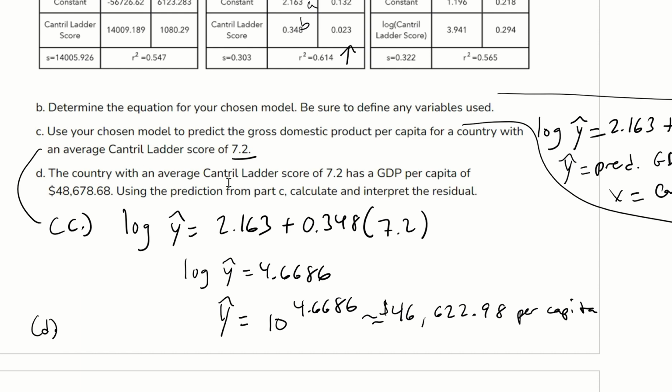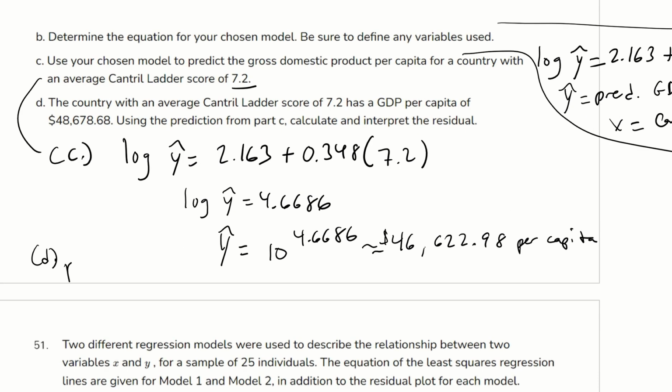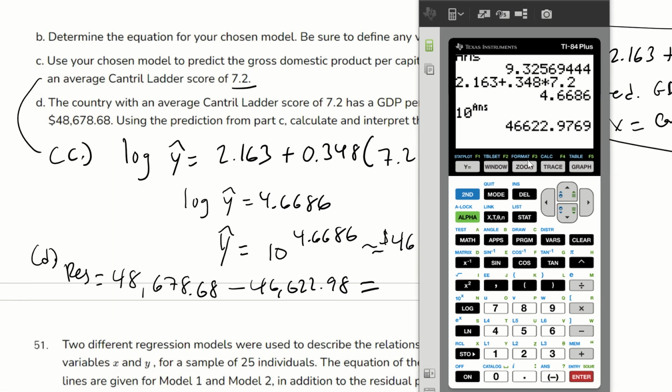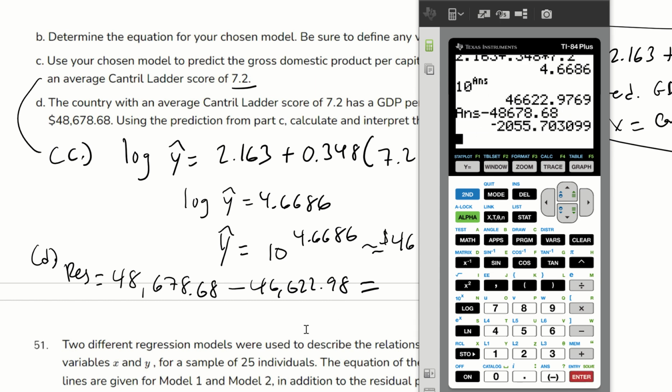Okay, so then part D, the country with an average Cantril ladder score of 7.2 has a GDP per capita of 48,678. Using the prediction from part C, calculate and interpret the residual. Okay, so residual equals y minus y hat. So we have to take this number minus the number that we got. So we're going to do this number minus 48,678.68. And again, this is going to be a negative number, but the answer is going to be positive because I put this number second and it should be first, okay? So it's just going to be positive 2,055, okay?